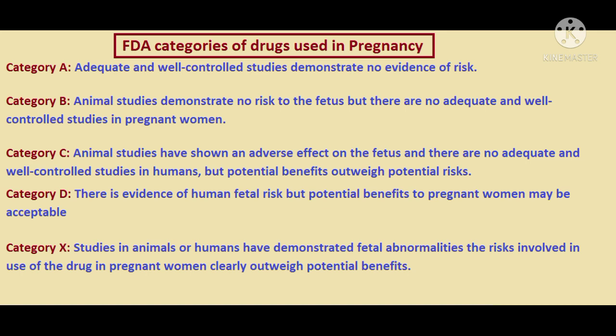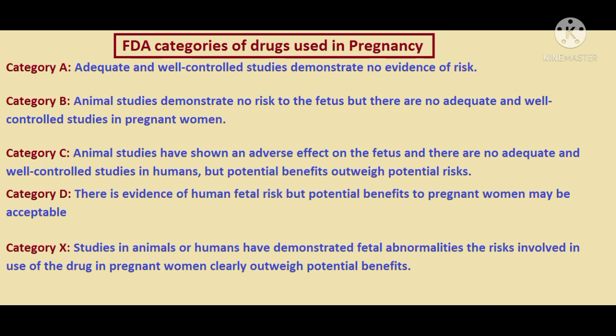In the case of category C, animal reproduction studies have shown an adverse effect on the fetus, and there are no adequate and well-controlled studies in humans. But potential benefits may warrant use of the drug in pregnant women despite potential risk. In the case of category D, there is positive evidence of human fetal risk based on adverse reaction data from investigational or marketing experience or studies in humans, but potential benefits may warrant the use of the drug in pregnant women despite potential risk.